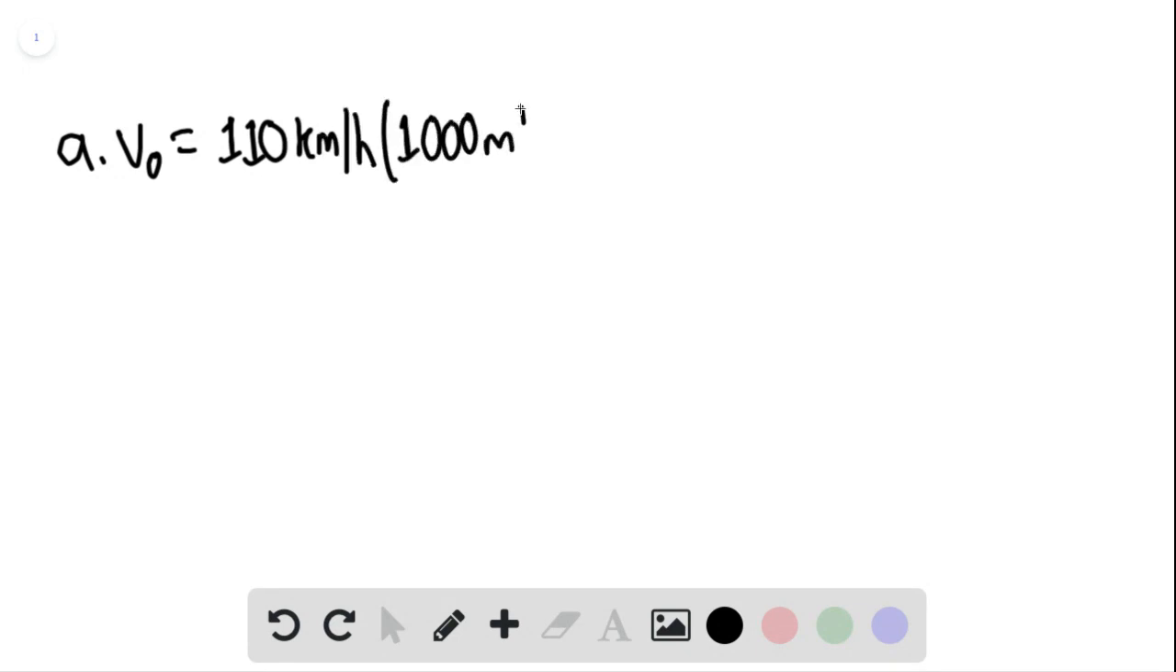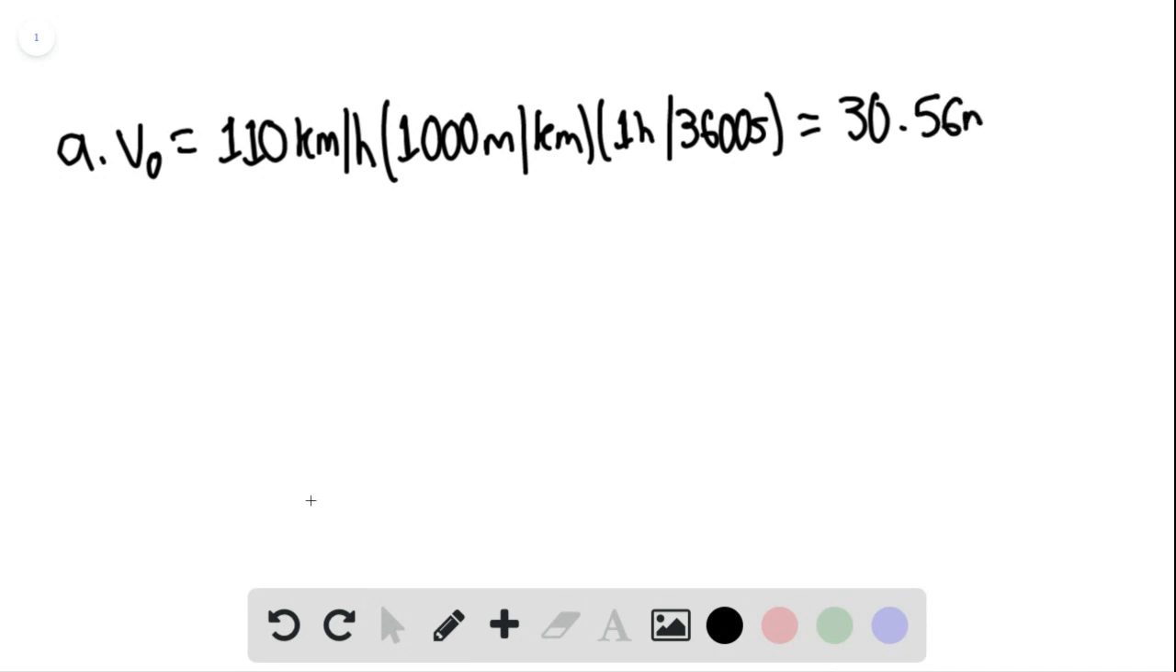Here for part A, let's first note that V initial is 110 kilometers per hour. Let's just convert really quick, 1,000 meters per kilometer, and for every 1 hour, there are 3,600 seconds. This is giving us 30.56 meters per second.